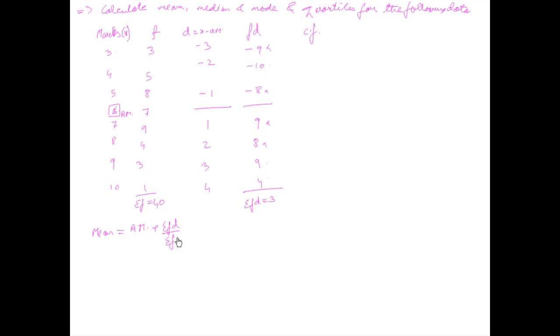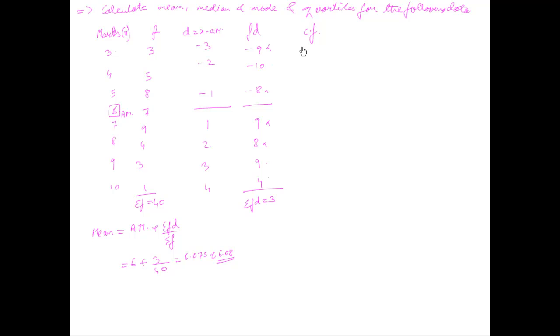At summation of fd upon summation of f, which, children, comes out to be 6 plus summation of fd, that's 3, upon summation of f, that's 40. 3 upon 40, children, in terms of decimal would come out to be 0.075, plus 6 would come out to be 6.075, which approximately would be written as, for a final answer, 6.08. Till 2 decimal places, children. We have to round off till 2 decimal places. We always have to, children.